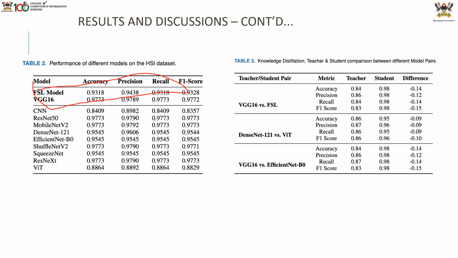And then we also did knowledge distillation, where we train a teacher, and then we use the teacher to train the student. And we see that in most cases, in our experimentation, students outperformed the teachers. And this highlighted the dynamics and selection of student-teacher pairs.